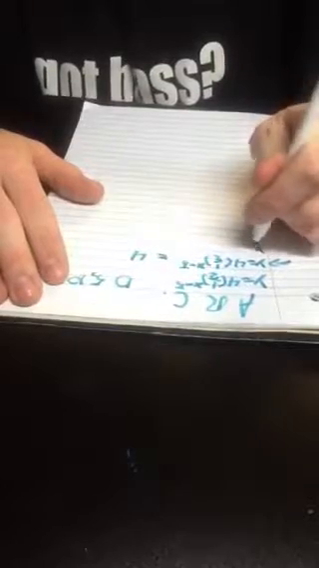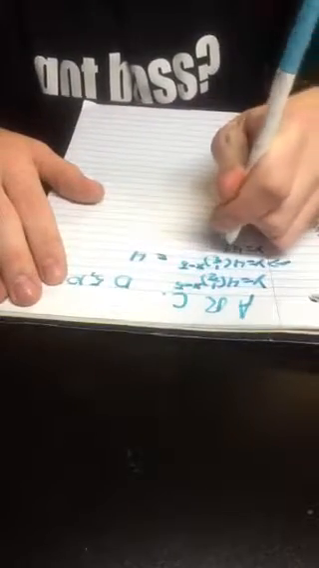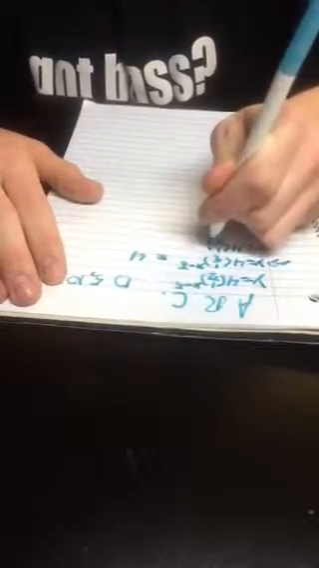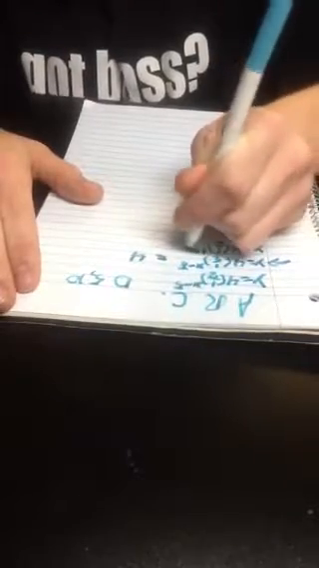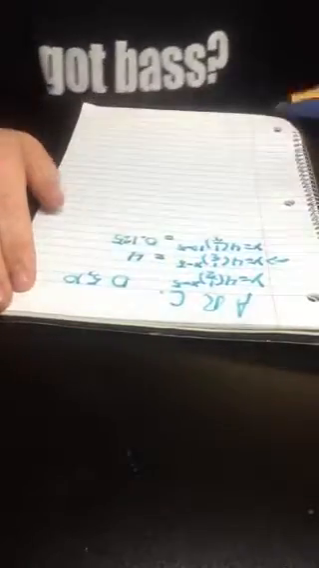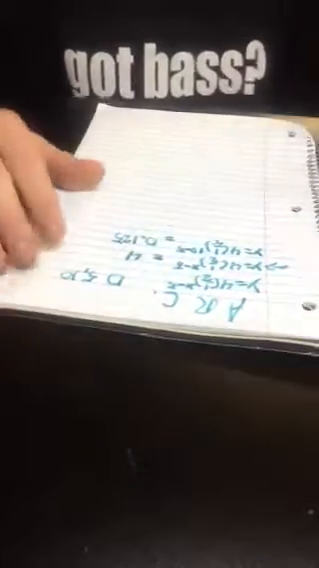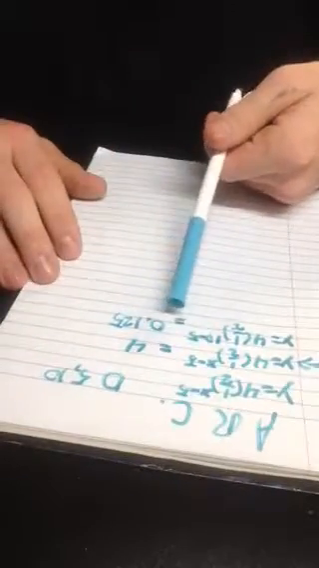So now we do the same thing for 10, which will be y equals 4 1/2 10 minus 5 equals 0.125. Okay? So what we want to do now that we have those is plug those into ordered pairs, and that will be your range.